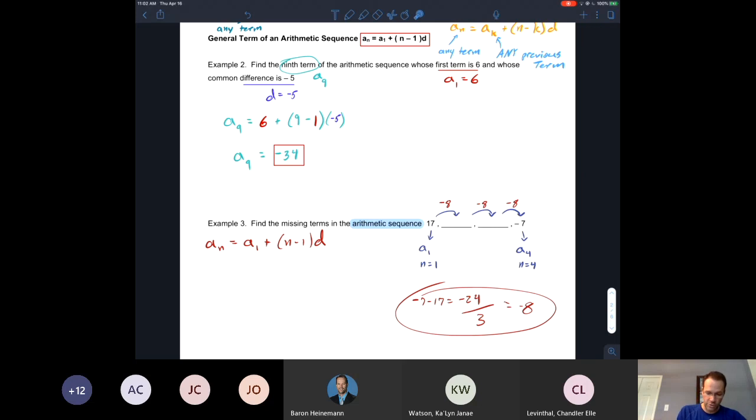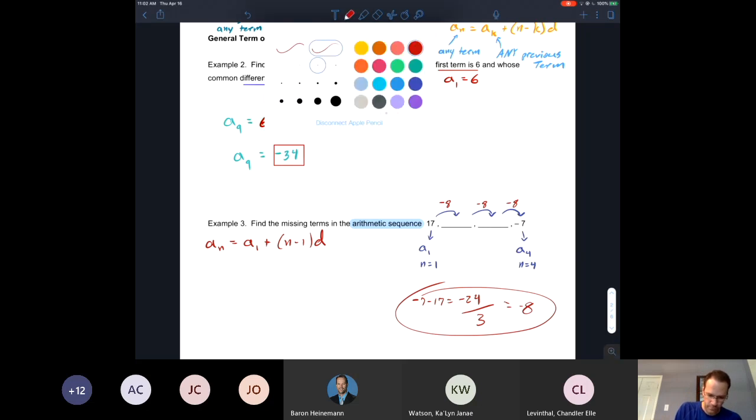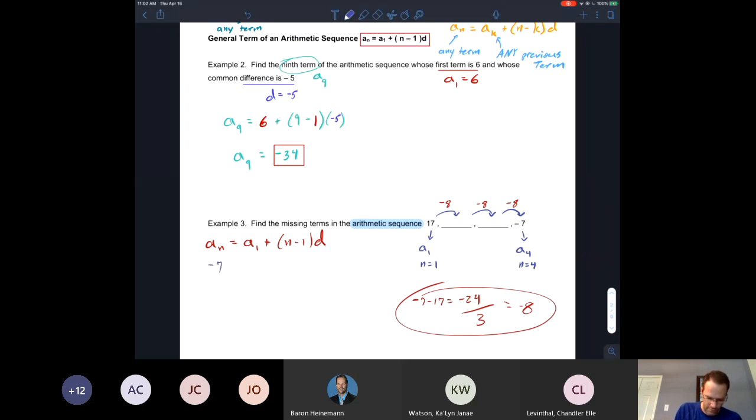So if you use the formula to try to find d, then you're going to say, okay, well, I have the fourth term. I'll put that here. The fourth term was -7. I have the first term. I'll put that for a sub 1. That's 17. And then 4 minus 1, because it was the fourth term. And then d is what I don't know. That's what I'm trying to solve. So -7 equals 17 plus 3d.